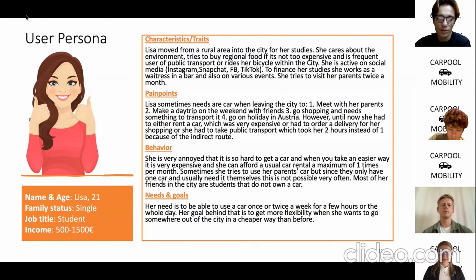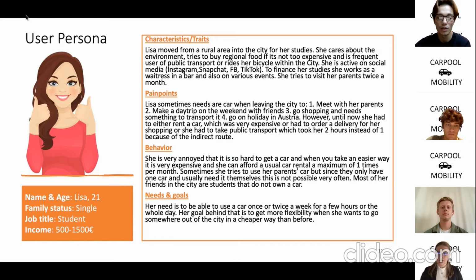As a user persona, we have a student named Lisa. She's 21, single, and earns between 500 and 1,500 euros per month. She works as a waitress in a bar and on various events, and she's very active on social media. She moved from the countryside to the city for her studies and cares a lot about the environment.